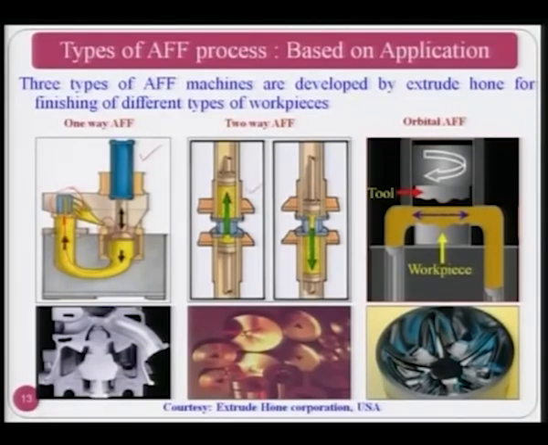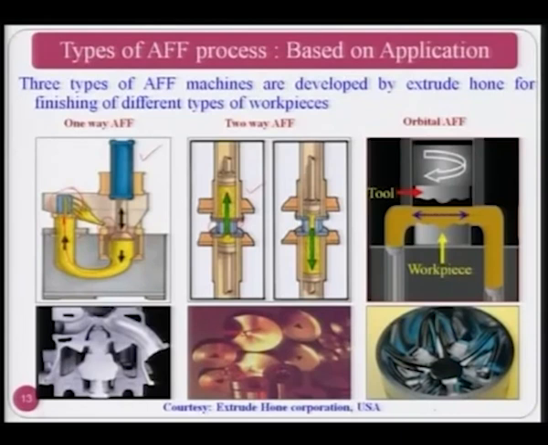This two-way abrasive flow finishing process I have already explained: upper cylinder, lower cylinder, here is the medium, and here is the workpiece, and the medium is moving up and down with the help of the hydraulic unit. A hydraulic unit is being used here also, in the one way as well as two way as well as orbital AFF. You have to use it for the movement of the medium.